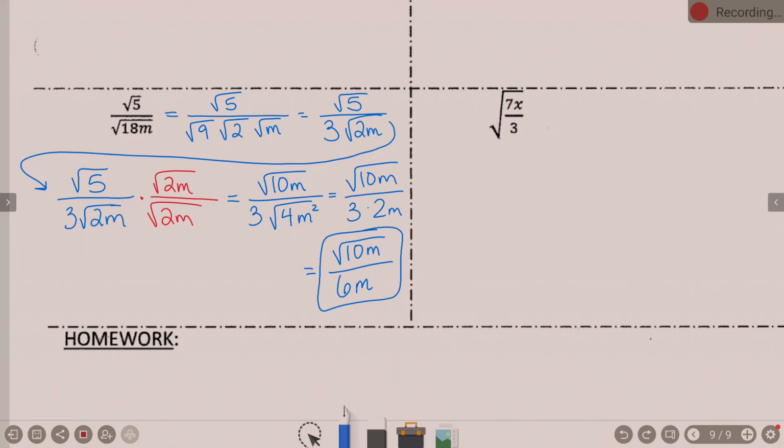Okay. One last example. Square root of 7x over 3. Can 7x and 3 divide? No. If it helps, this is under one square root, and realize the square root of 7x over 3 can also be thought of as the square root of 7x over the square root of 3.